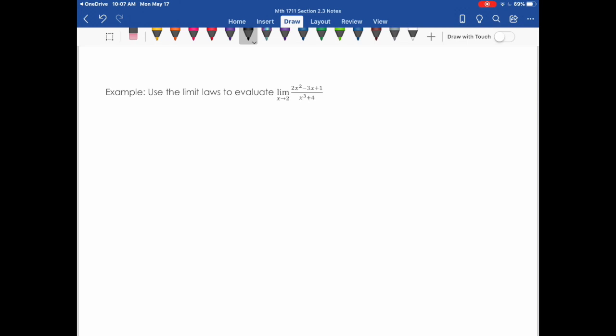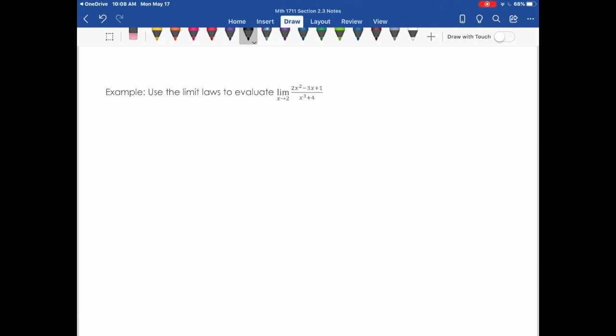Now the next example, again, we're just using the limit laws. We're just going to have to use it multiple times. I'm going to find the limit as x approaches 2 of 2x squared minus 3x plus 1 over x to the third plus 4. So we've got a rational function here. Whenever we're dealing with rational functions, we do have that concern of having 0 in the denominator. So we have to keep track of that and make sure we're careful.